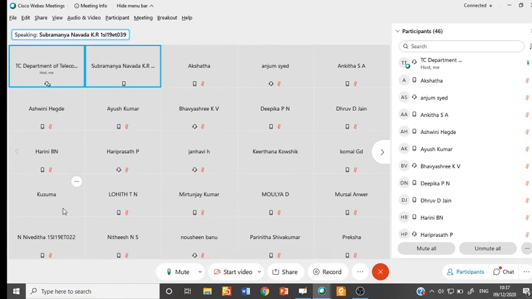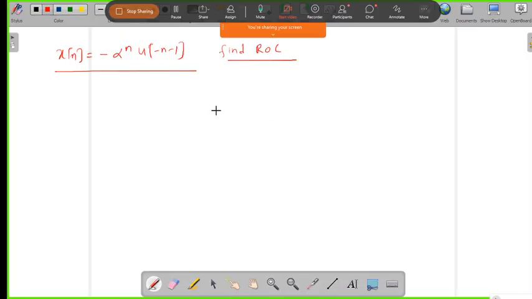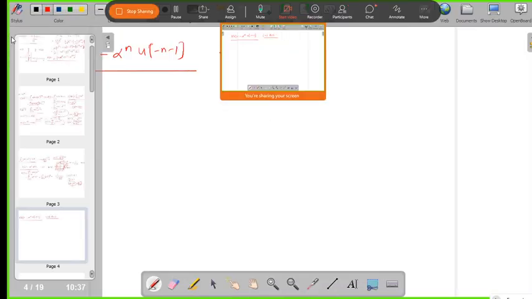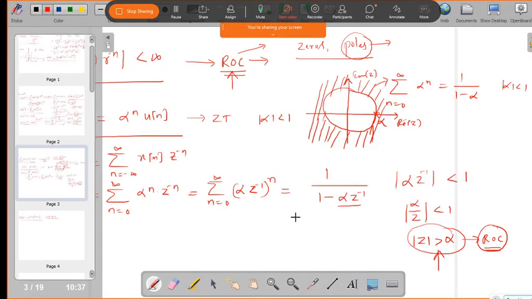The z term we will include in the alpha term itself. Alpha into z you can merge and take the power of n. So whatever we did earlier, you can do similarly. So alpha z to the power minus 1 by 1 minus alpha z, so it will come as minus alpha z inverse by 1 minus alpha z inverse.